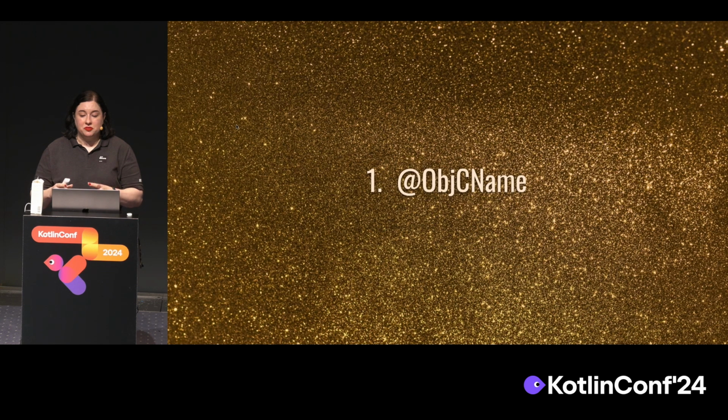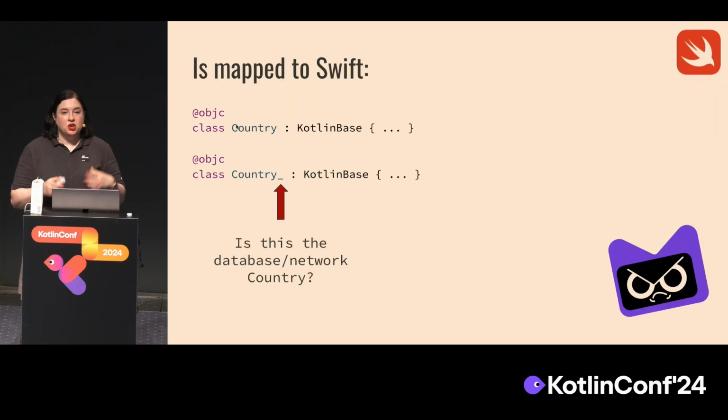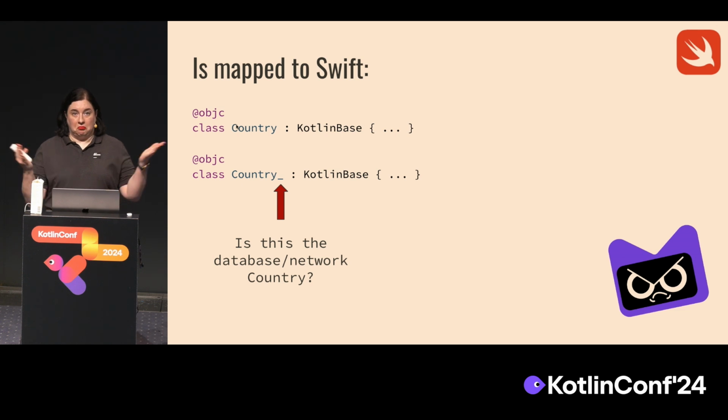Our first feature allows us to rename the Swift version of a Kotlin declaration, leaving the Kotlin declaration name unchanged. Let's look at an example. Here in our Kotlin files, we have two Country.kt files. One is in a database package and the other is in a network package. But when Kotlin is mapped to Swift, both Country classes now appear in the same module, with one called Country and the other called Country underscore to differentiate between them.